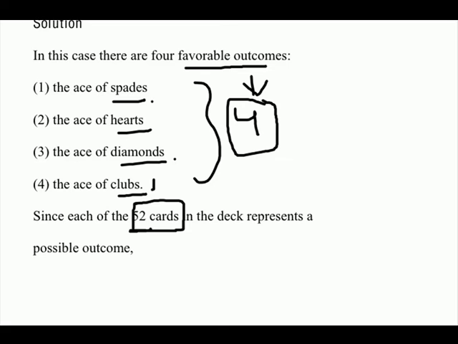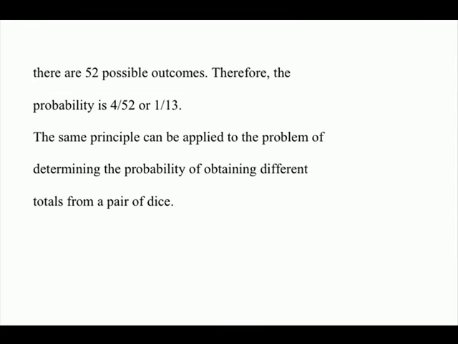So the probability, as we discussed earlier, is simply the number of favorable outcomes divided by the number of total outcomes. So the probability is 4 by 52, or 1 by 13.